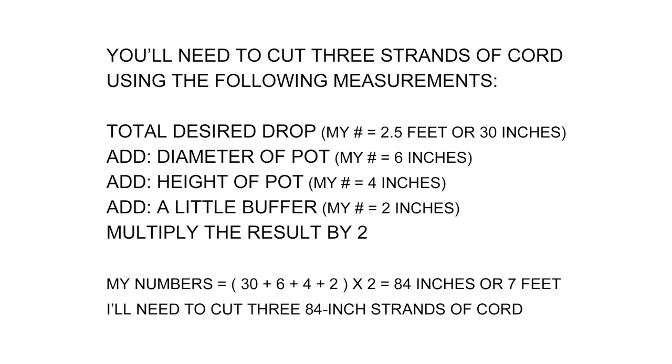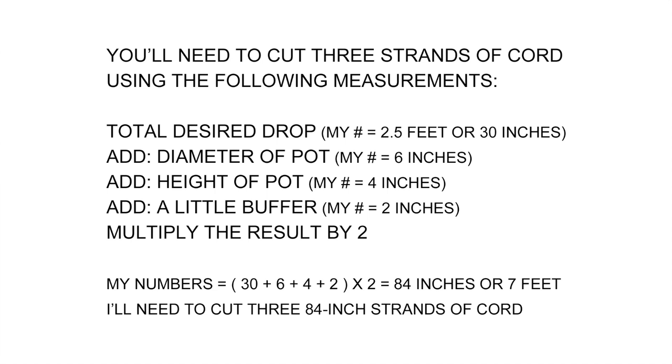So what you're going to need to do is cut 3 strands of macrame cord, and each strand needs to be the following measurements. You're going to take your total desired drop length. This is how far down you'd like your plant to hang. For me, my own measurement was 2.5 feet or 30 inches. To that measurement, you're going to add the diameter of your pot. My measurement was 6 inches.